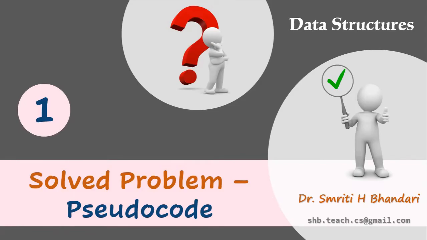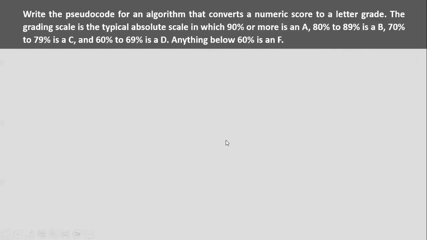So in this tutorial video, we'll be solving a problem of writing a pseudocode. So let's see the problem first. Write the pseudocode for an algorithm that converts a numeric score to a letter grade.